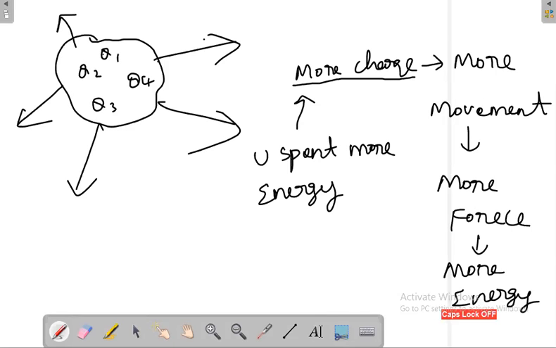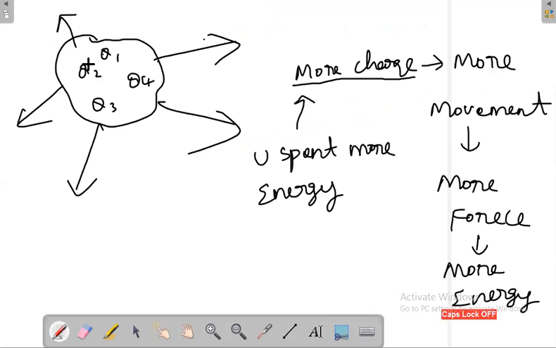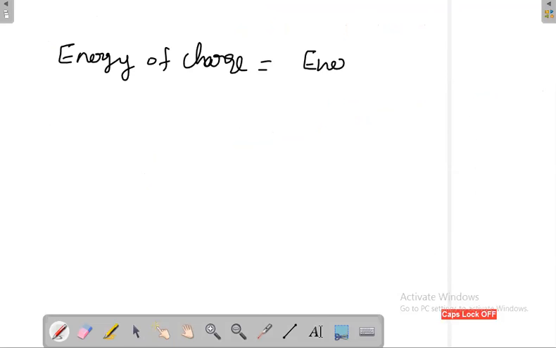So we have started with electrostatic energy or energy density. What is the electrostatic energy? When there are more charges together, what is the energy of the charges? Very clearly, the energy of the charge is equal to the energy spent by you.